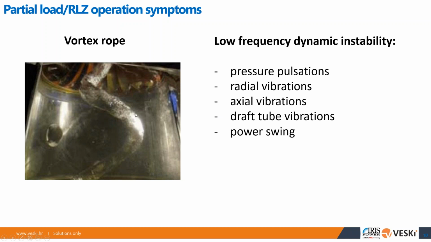The vortex is created under a turbine, and it rotates, spinning at a lower frequency, usually 0.2 to 0.3 of the nominal frequency. So 20 to 30% of nominal frequency is the frequency of that vortex rope wobbling, and that's actually the frequency of the dynamic instability. Then pressure pulsations occur, radial vibrations, shock vibrations, axial vibrations of the rotor, draft tube vibrations. You can have power swing.